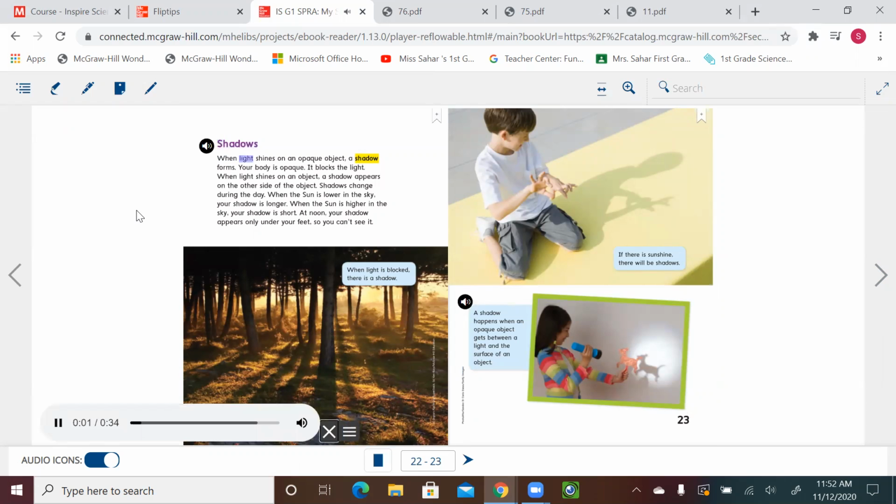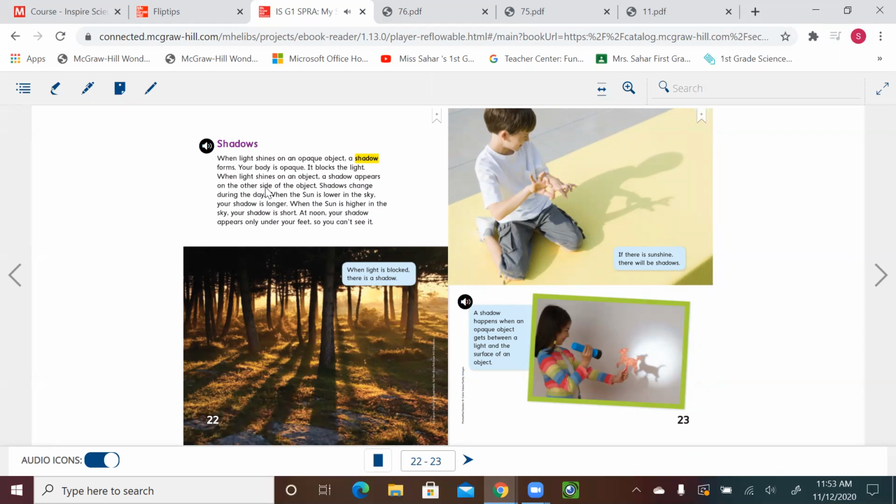Shadows. When light shines on an opaque object, a shadow forms. Your body is opaque. It blocks the light. When light shines on an object, a shadow appears on the other side of the object. Shadows change during the day. When the sun is lower in the sky, your shadow is longer. When the sun is higher in the sky, your shadow is short. At noon, your shadow appears only under your feet, so you can't see it. When light is blocked, there is a shadow.